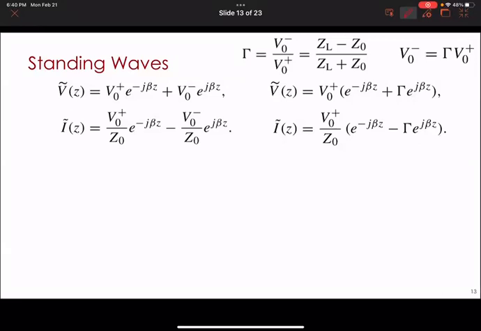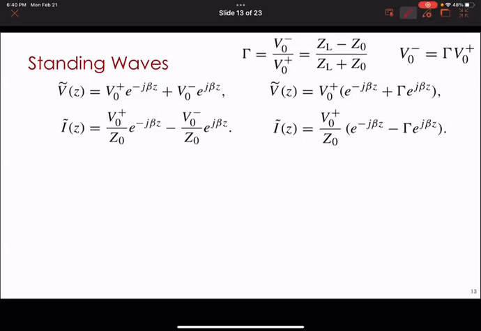So, what do we got here? We got a bunch of equations. Top ones are familiar, right? We got gamma, that's our reflection coefficient, our definition of gamma. These are minus or these are plus. This is the one you're actually going to plug numbers into, just like we just did in the example.